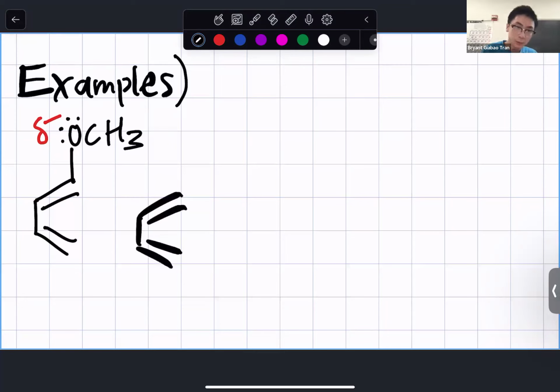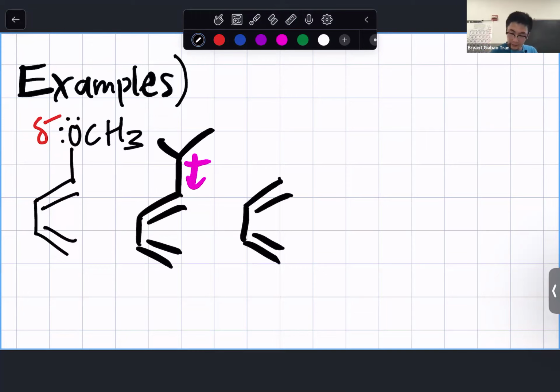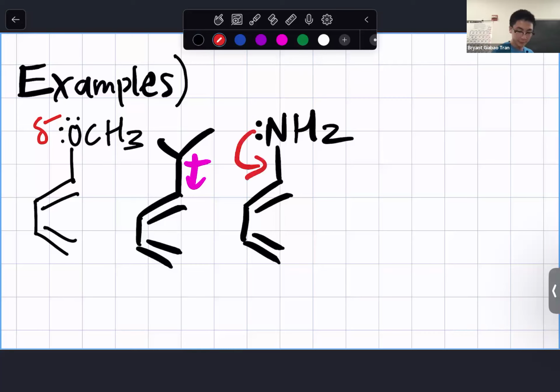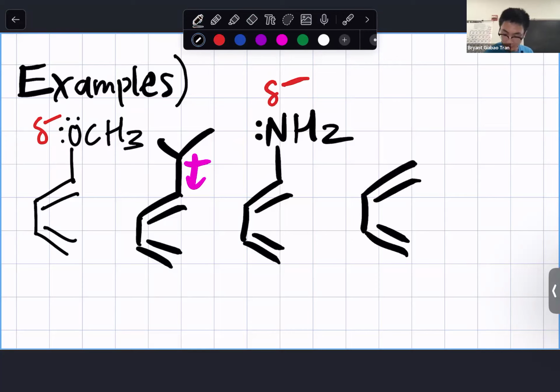More examples of EDGs would be any R group, like a methyl group there, right? It could be an isopropyl group as well. These R groups donate electrons inductively, like that. Another example of an EDG would be NH2, because that nitrogen there has one lone pair of electrons that can donate electrons directly to the benzene ring. I mean, not the benzene, to the diene, right? And that nitrogen is also partial negative. Okay, one more example, and then let's look at EWGs.